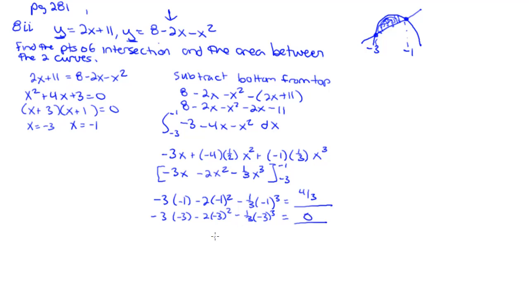And when I do the first one, I get a 4/3. I do the second one, I get a 0. When I subtract them, I get 4/3. That's the area between the two curves.